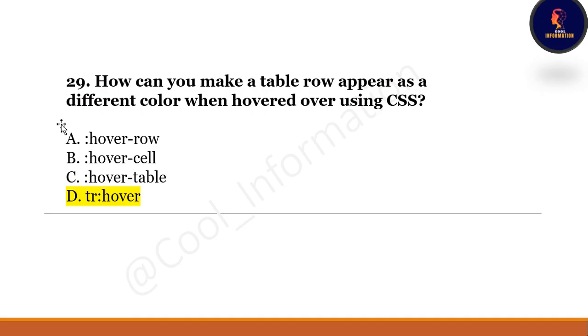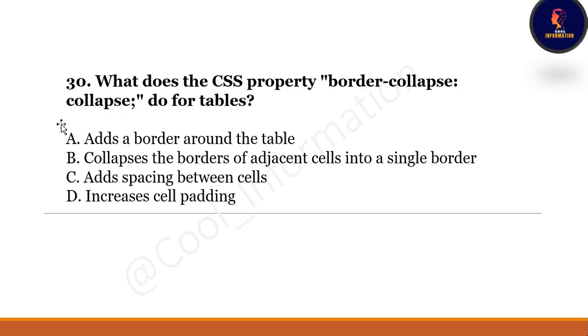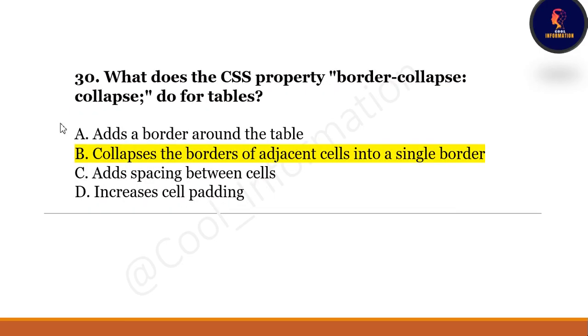Next question, what does the CSS property border-collapse colon collapse do for a table? Option A, adds a border around the table. Option B, collapses the borders of adjacent cells into a single border. Option C, adds spacing between cells. And the last option is increase cell padding. The correct option is option number B. If we use this property, border-collapse, we actually collapse the borders of adjacent cells into a single border.